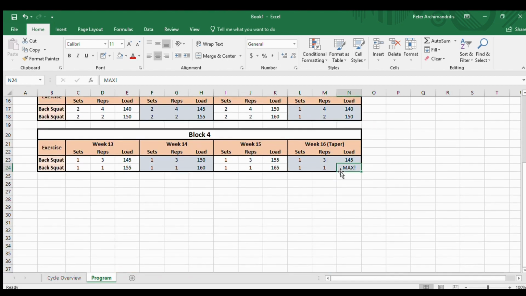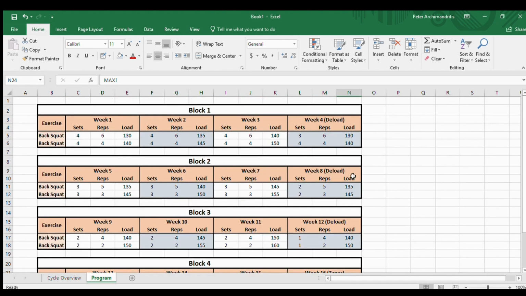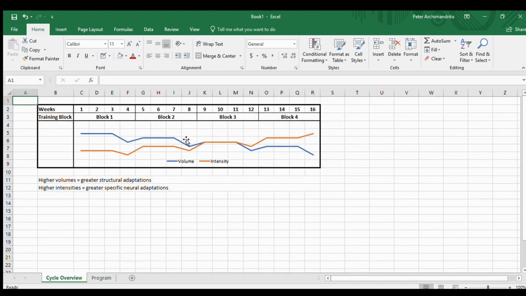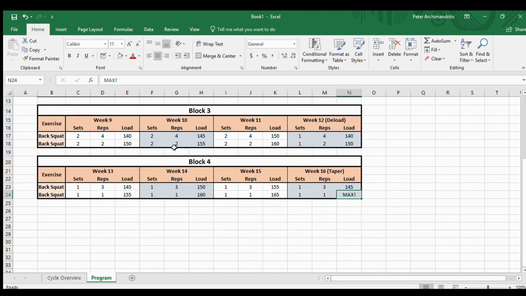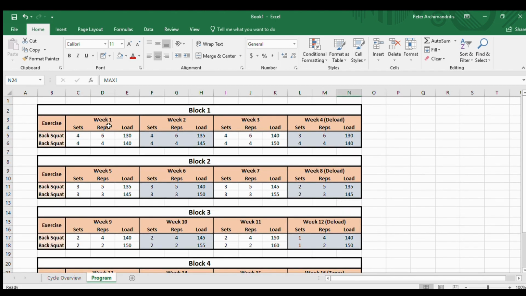So we know in this final 16th week, we want to really test our max and try and hit a new personal record. So we can work backwards from there. And essentially what I've done is follow that general progression of volume and intensity. And I've basically made it so that from block to block, the volumes go down while the intensity goes up until it peaks at this point. So we're following the paradigm of 3 weeks of overload followed by 1 week of deload. So 1, 2, 3 overload weeks, and the 4th week will be a deload week.